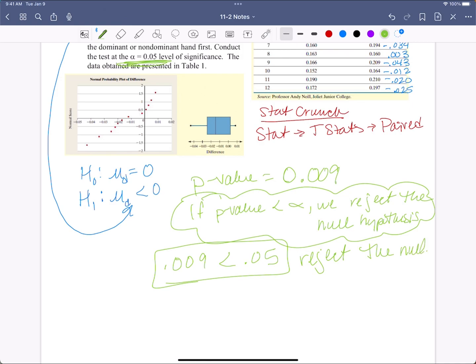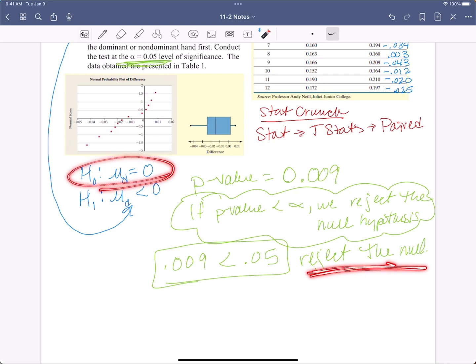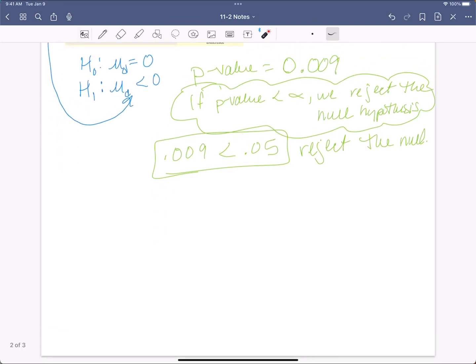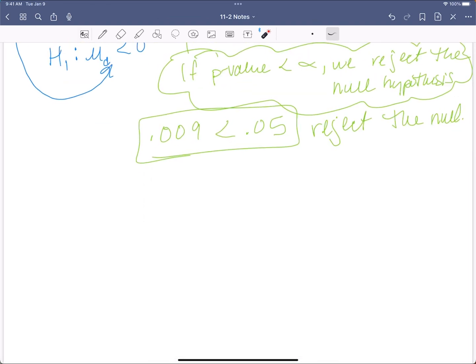What does the null say? That there are no differences. So if we reject what we're saying, that there's no difference between the dominant and non-dominant hand, didn't we just prove with these 12 students that there is a difference? So we have to reject that. So there is sufficient evidence. Let's write it out.